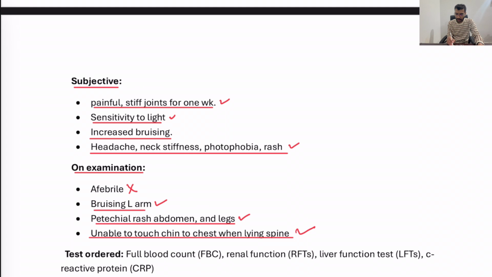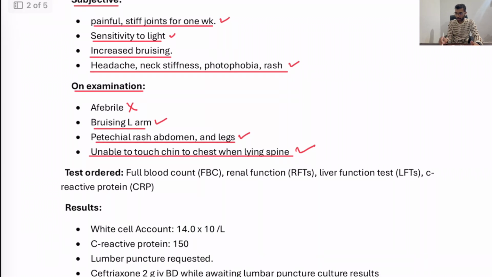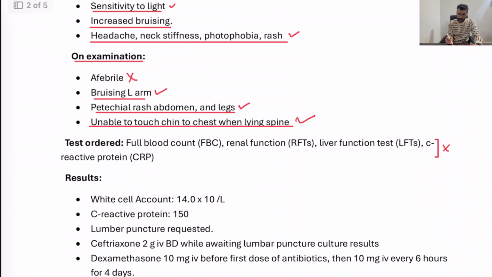Then tests ordered. We ordered these tests, FBC, RFTs. You can omit that because we are going to write reports of these tests immediately after that. Although important, as we are writing the investigation reports, we can omit that we ordered the tests. So results show white cell count 14,000, CRP 150, which shows that there is infection.